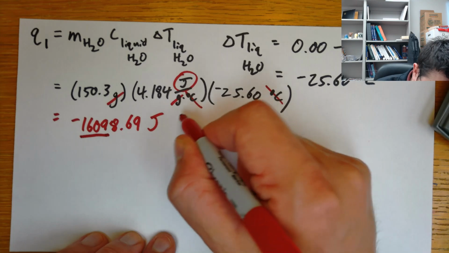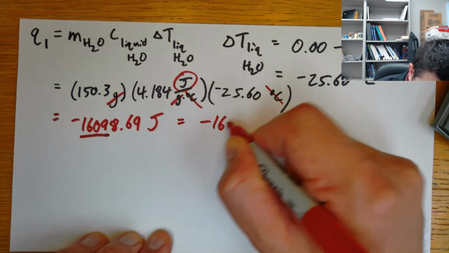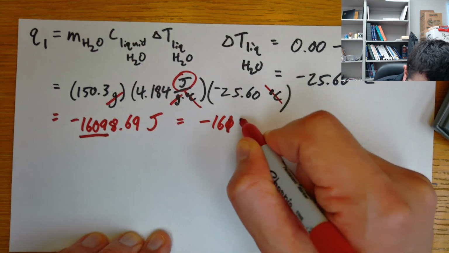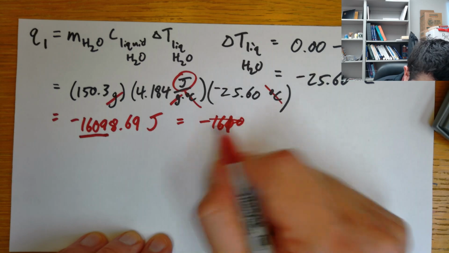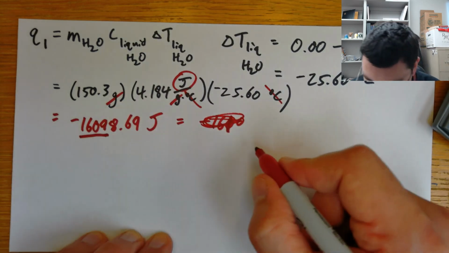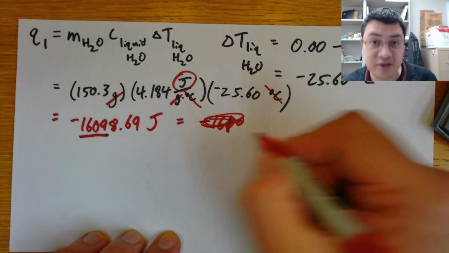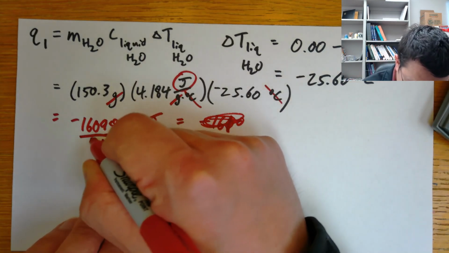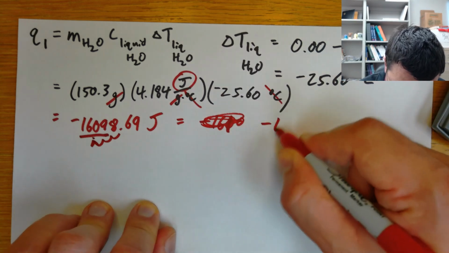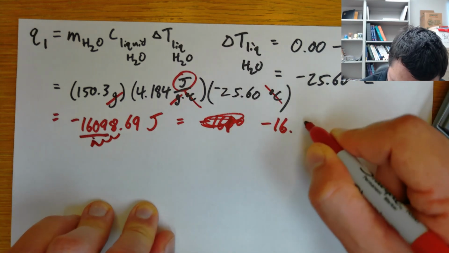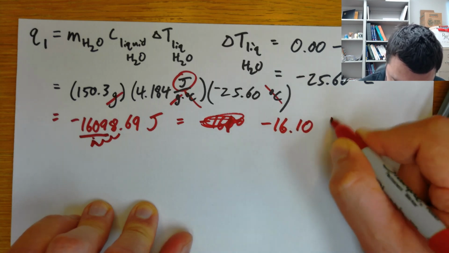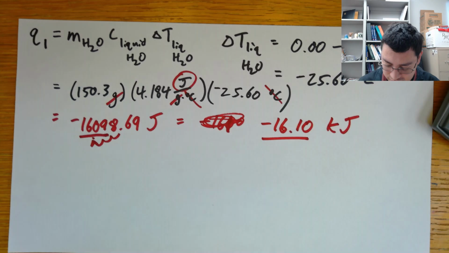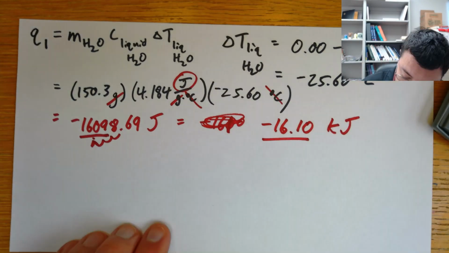Okay, and we could rewrite that as... oh no, we'd have to go there. Scientific notation. I don't feel like scientific notation. Let's see if we can get lucky with avoiding scientific notation by going to kilojoules immediately. Okay, so we'd have negative 16.10. Nice. I was able to avoid scientific notation by converting to kilojoules. Not feeling the scientific notation this morning.